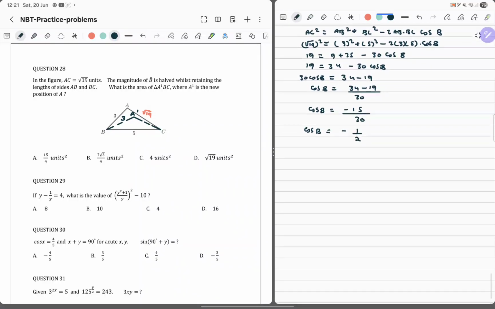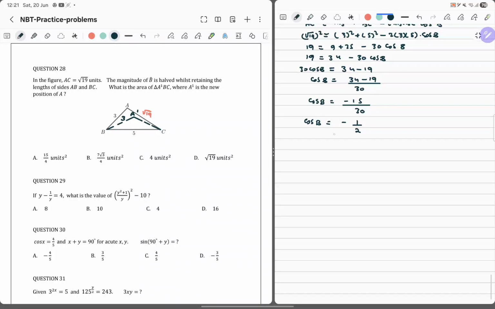Okay, I don't know why I hesitated. I was not too sure about this, but remember that's an acute angle. So we're going to ignore this sign. So we know that B is going to be the arc cos of 0.5. Therefore, B is 60 degrees.